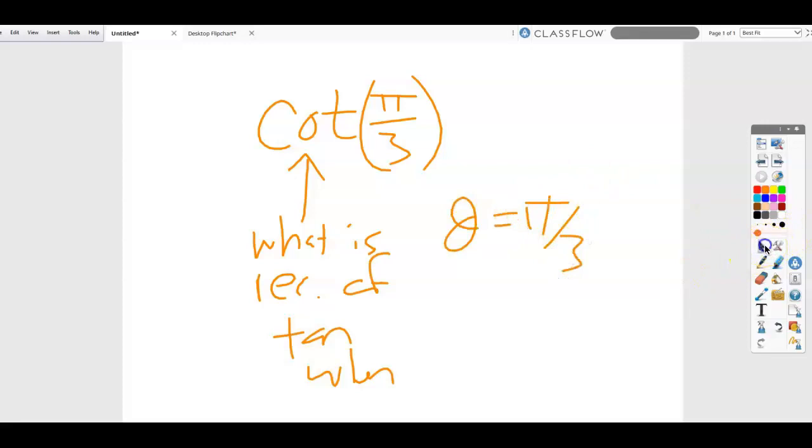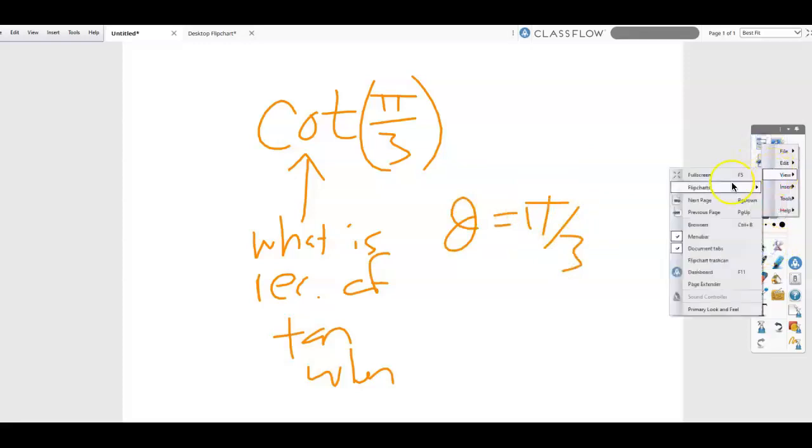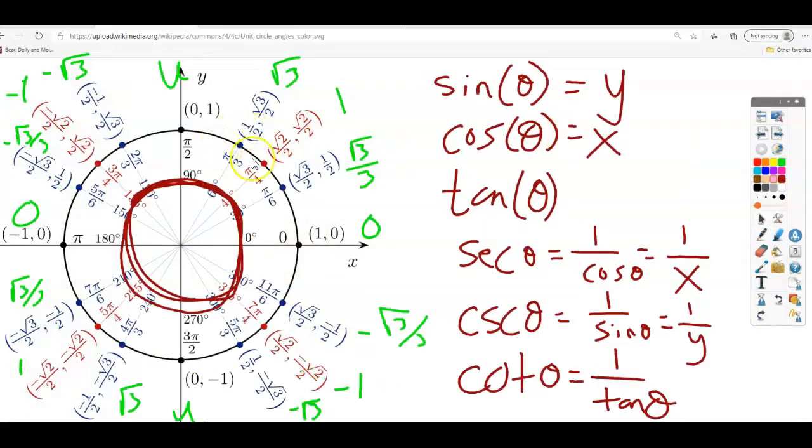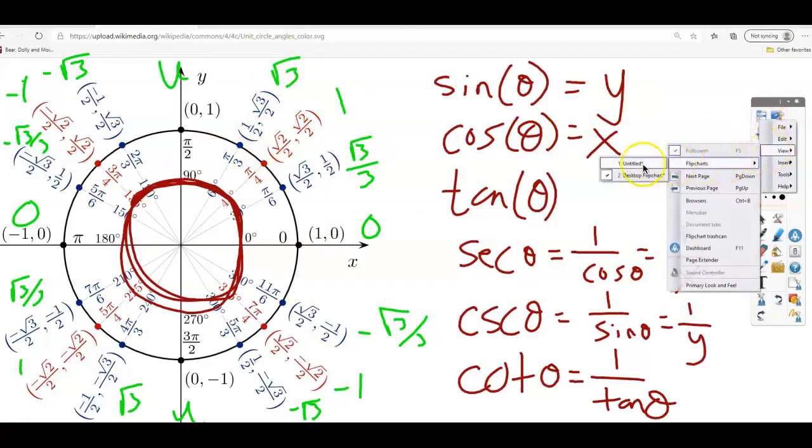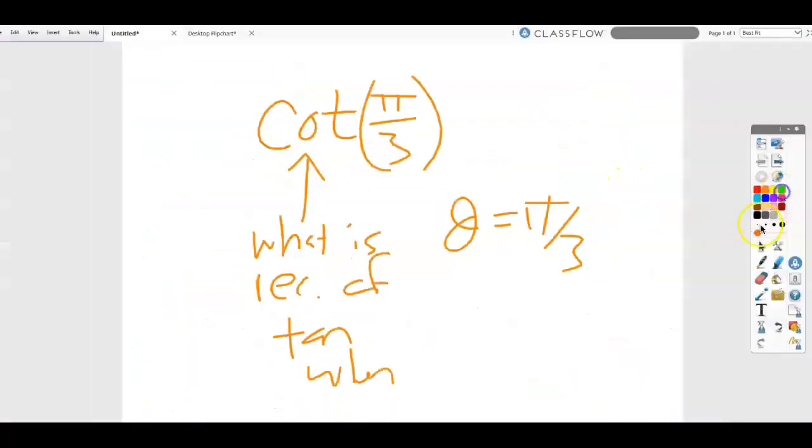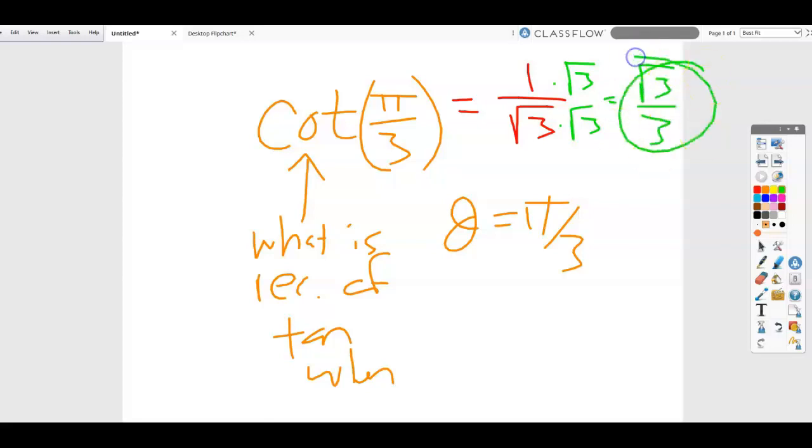So let's go ahead and find pi over 3. We're going to find the tangent value, and we're going to do its reciprocal. So here's pi over 3. The tangent value is radical 3, and we're going to do its reciprocal. So what's the reciprocal of radical 3? Well, if you think of it as radical 3 over 1, the reciprocal of that would be 1 over radical 3. And once again, we don't like leaving that square root on the bottom, so we multiply the top and the bottom by radical 3, which gives us radical 3 over 3. Okay? So that's how you can find sine, cosine, and tangent for any angle.